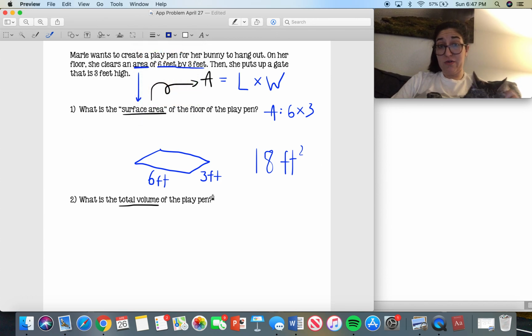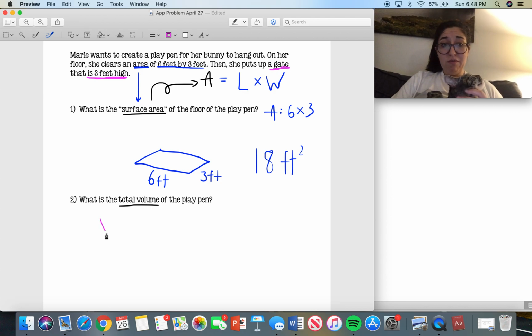says, what's the surface area? We solved it. It was 6 feet by 3 feet. 6 times 3 is 18 feet. And then it says, well, what is the total volume of the playpen? So what we talked about earlier, and it also says she puts up a gate that is 3 feet high. So now we have a gate as well, and it's 3 feet high.